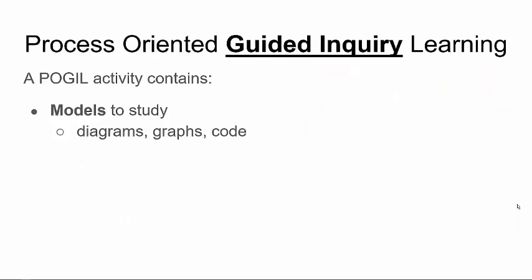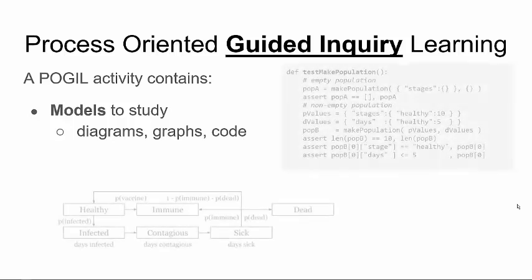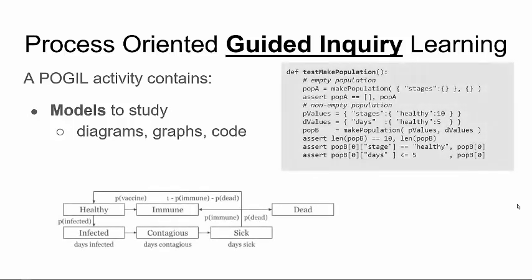Each POGIL activity is specifically designed with one or more models for students to investigate. Models can take many forms, including diagrams, graphs, tables, pictures, definitions, or computer source code.